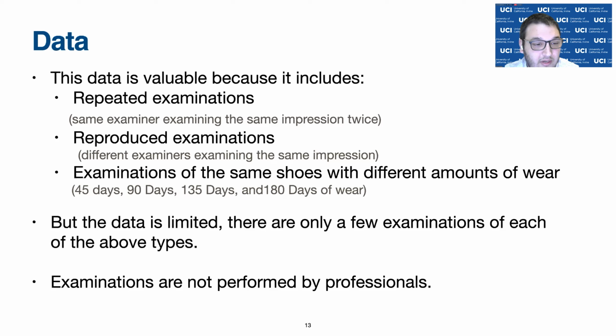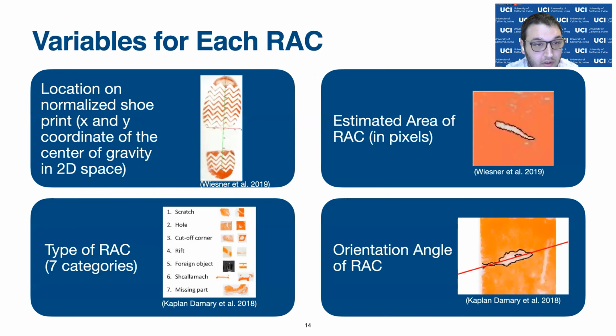And then, although we're not going to touch upon it today, we also have examinations over time. So as the shoe was worn, it was examined at different time points. Again, this data is very limited because within each of these 3 groups above, there are only a few examinations of these types. I'll get into that a little more in the next few slides. And the examinations are not performed by professionals, so that also limits our data quite a bit.